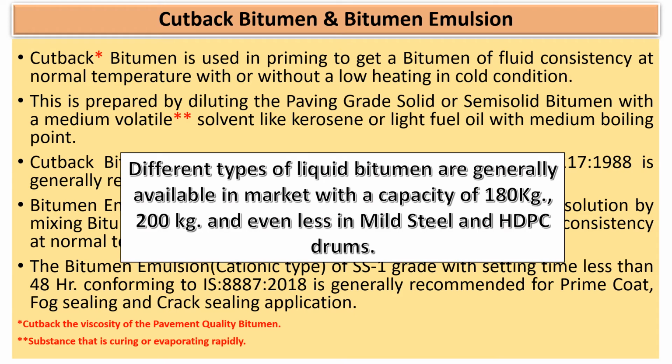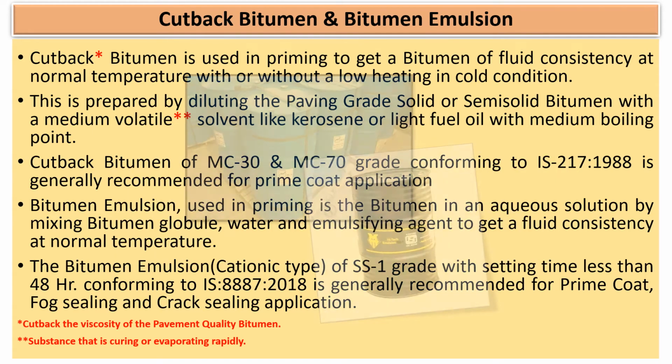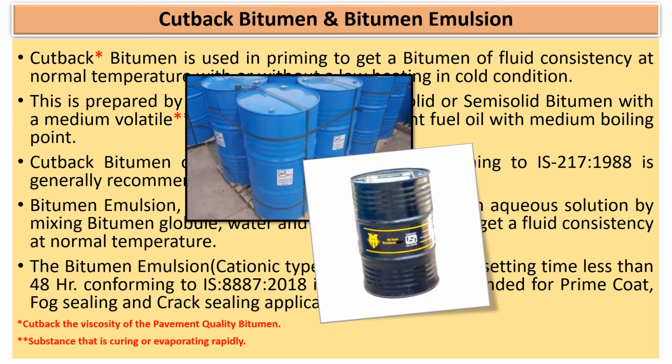Liquid bitumen of different categories is generally available in the market in 150 kg, 180 kg, 200 kg and even smaller quantities in mild steel and HDPE drums. Here is a photograph of packaging of liquid bitumen which is available in the market for use in road construction activities.